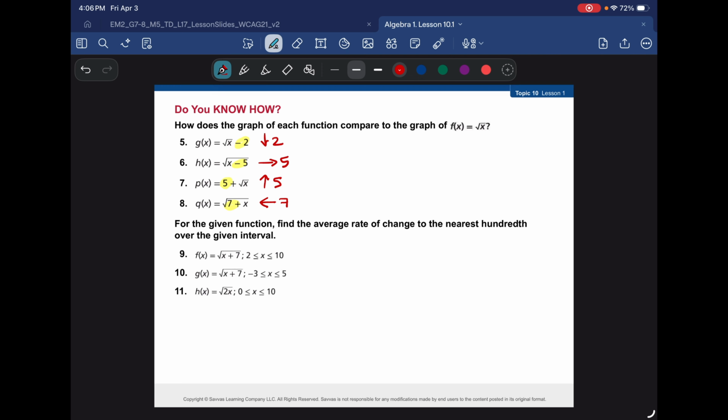For number 9, given the function, find the average rate of change to the nearest hundredth. Okay, so we're going to do a lot of work here again, where we are evaluating the endpoints of the interval and then calculating the average rate of change. So I'm going to do number 9 down here. We need to evaluate f of 2 as my first point, and we need to evaluate f of 10 as the second endpoint of the interval. Okay, f of 2 is 2 plus 7, which is the square root of 9, which is 3. f of 10 is 10 plus 7, which is the square root of 17.